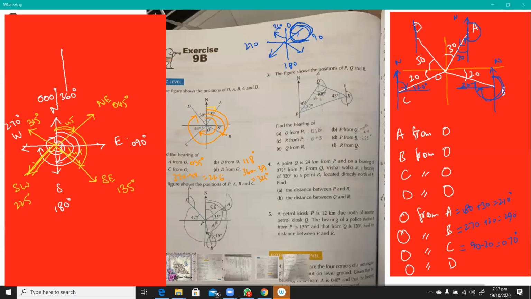And finally, the bearing of O from D. You have to tell me now. This is the angle that you have to find. You can draw this line here. This is 50 degrees here, and this is 90 degrees here. So the bearing of O from D is 90 plus 90 plus 50. That is going to be 140 degrees.